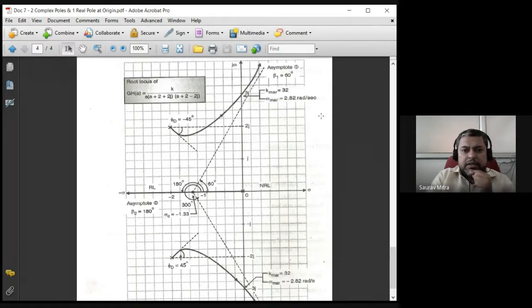Fine. So this is how the root locus will look like. This real root will go from here to infinity as k is increasing. And these are two complex poles, one is minus 2 plus 2j, another is minus 2 minus 2j. One root locus will leave from here and it will leave with the angle of departure. In this case, we have calculated that the angle of departure is minus 45 degree. How to calculate it, I will show you.